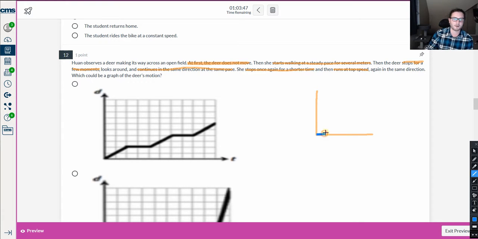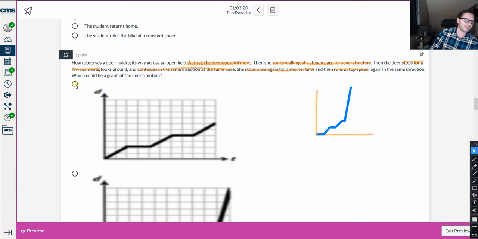Then starts walking away at a steady pace, and then stops for a few minutes, so another flat line. Continues at the same pace, same direction, stops once again for a shorter time, and then takes off at full sprint. So something kind of sort of like that. So we should see a pause, increase, short pause, and then huge increase.